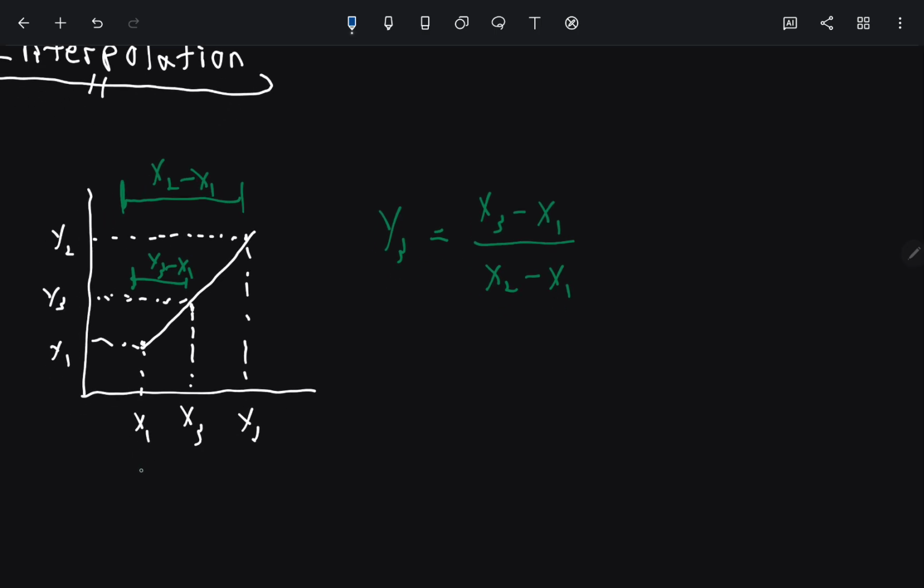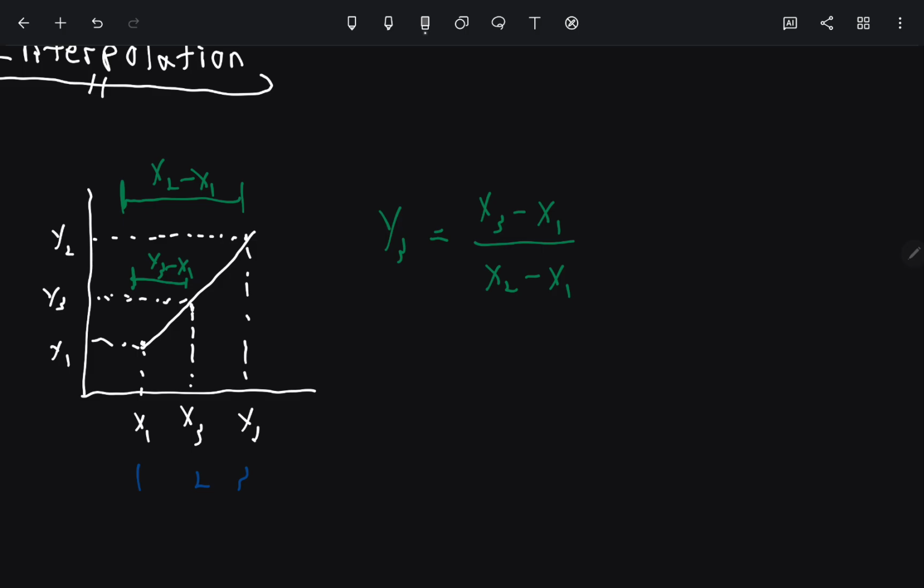So if this was 1, 2, and 3, and we're at 2, well, then x2 is 3, x1 is 1, x3 is 2, and x1 is 1. So that is 2 minus 1, which is 1, over 3 minus 1, which is 2. We are halfway along. So that's the first step, figuring out how far along we are.